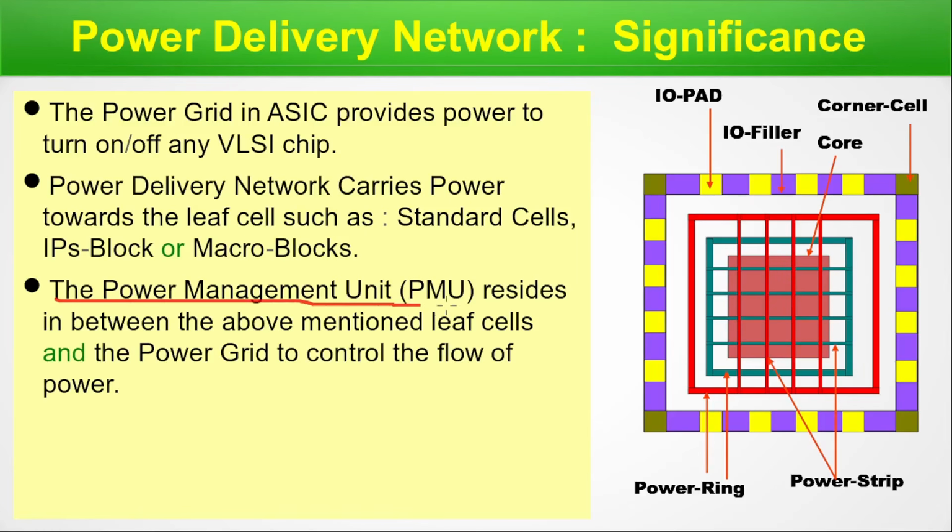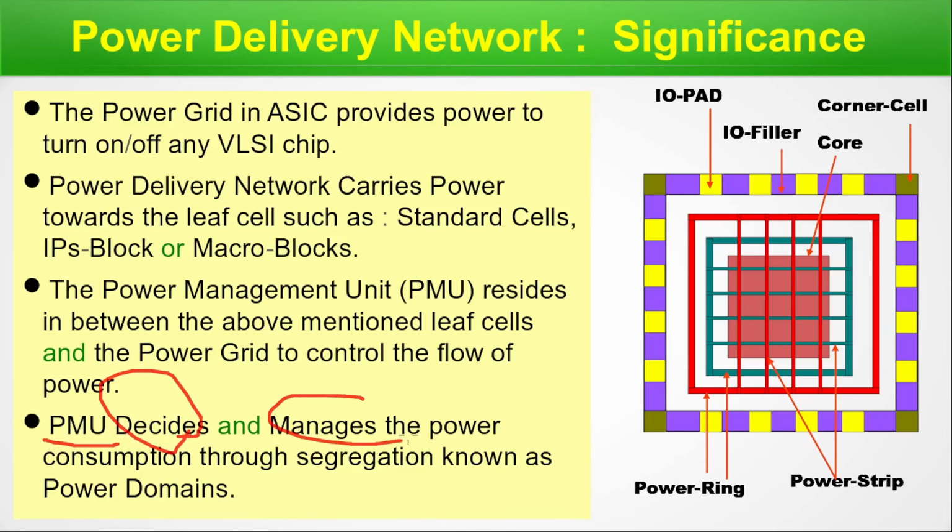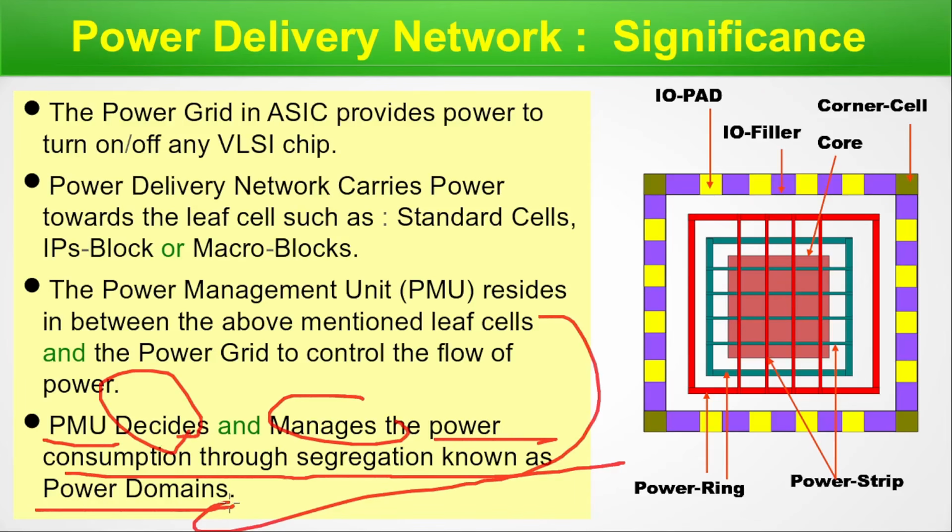The power management unit resides in between the above mentioned leaf cells and the power grid to control the flow of the power. The purpose we have described in the previous slide already, why we have a power management unit. And remember here, the power management unit is abbreviated as PMU. Sometimes it is called power management block also. PMU decides and manages the power consumption through segregation known as power domains. How does this thing work? It works through the power domains.